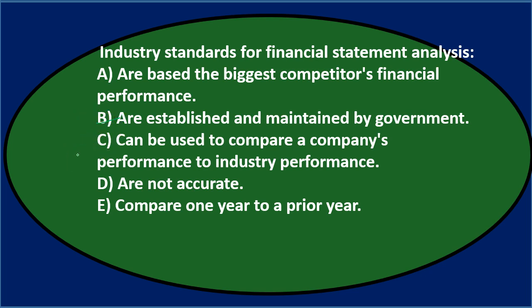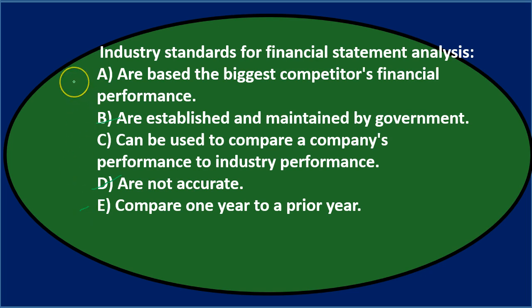C says can be used to compare a company's performance to industry performance. So that might be why we would want the industry standards for financial statements. That seems reasonable. D says are not accurate. That's possible, but it seems not likely. And E is not an answer that we would likely think of, because we want relevant data here. E would say compare 1 year to the prior year. Industry standards for financial statement analysis compare 1 year to a prior year. I'll keep it for now.